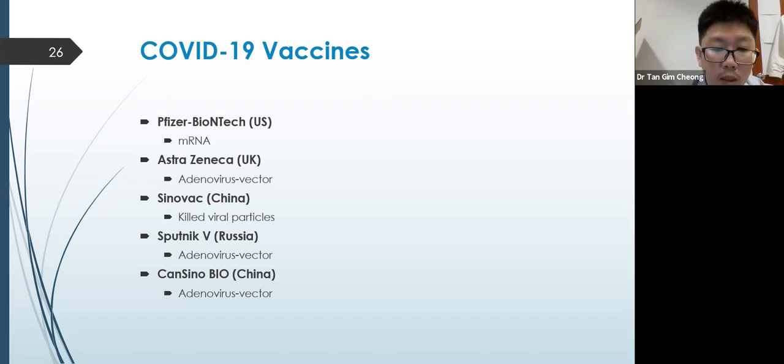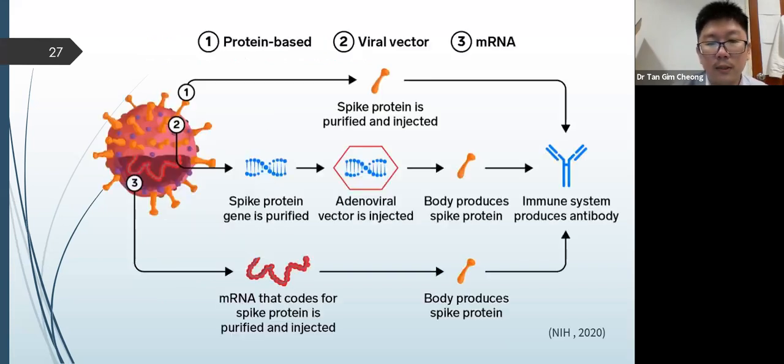For Sputnik and also CanSino Bio, they use an adenovirus vector. They clone and transfer the genes that code for the COVID-19 virus proteins into the vector, and use that vector to produce those antigens against COVID. So this is how the process works.